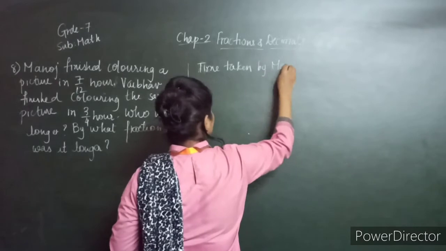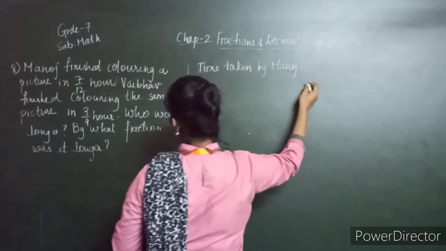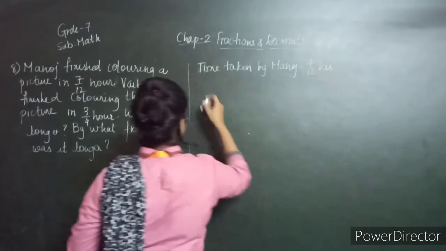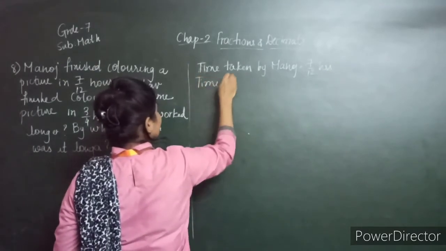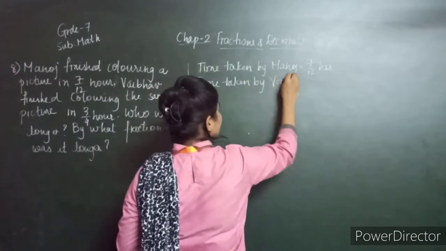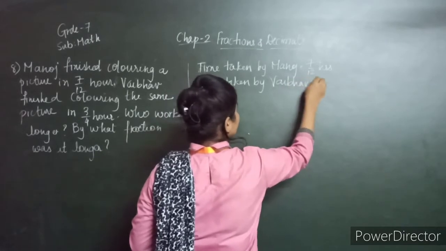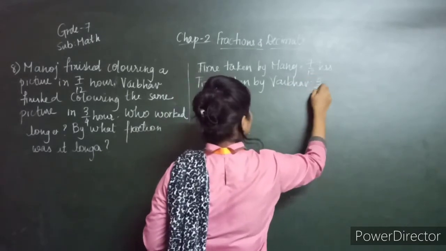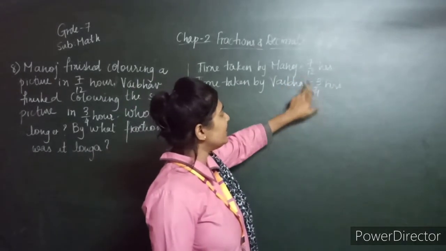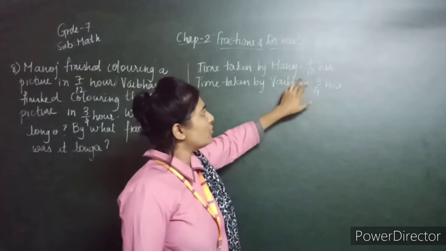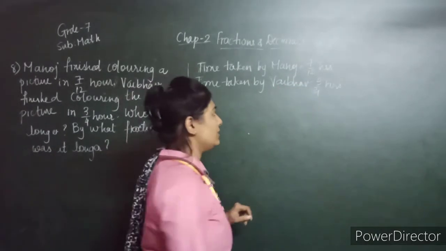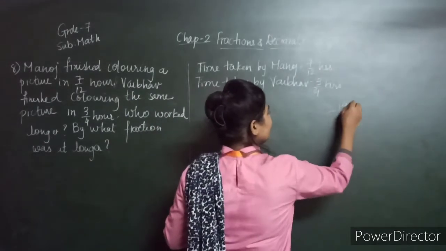So first of all, time taken by Manoj is 7 by 12 hours. Then time taken by Vaibhav is equal to 3 by 4 hours. So here now both the denominators are unequal. So to make them equal, we have to take the LCM. So take out the LCM of 4 and 12.